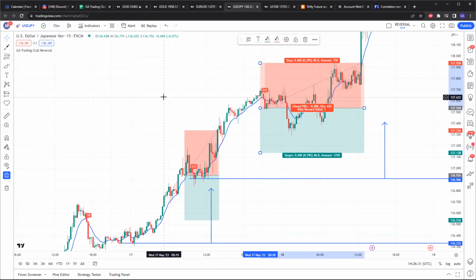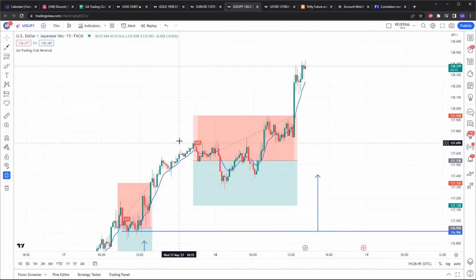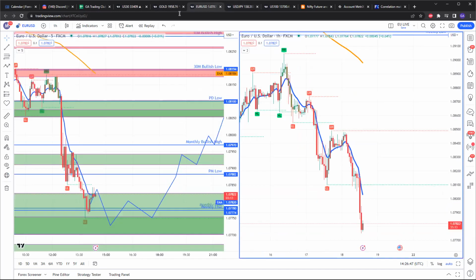So the moral of the story is, if you have a lot of red flags on the 5-minute, go ahead and move to the 15-minute. You're not going to miss anything. In any case, you're probably going to save yourself. So instead of having 2 losses here, I would have only had 1 loss. So hopefully that makes sense.